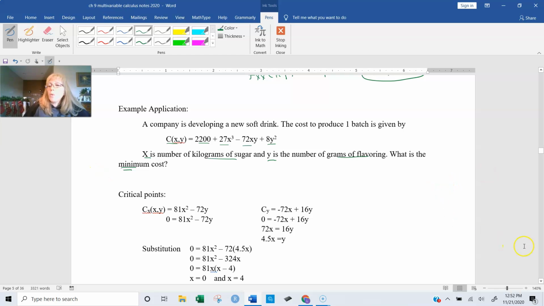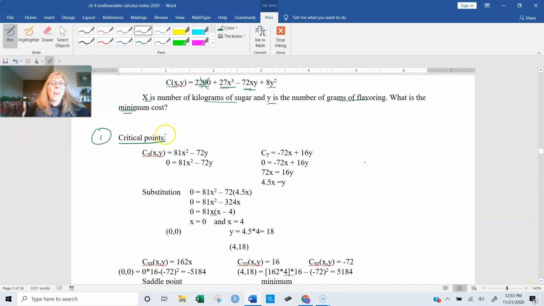So we got to find critical points first. So we're doing everything here. So step 1, critical points. Critical points is c of x and c of y set equal to 0. So here the 2,200 is going to cancel. We got 81x squared minus 72y, 8y is gone. C of y, again, that one cancels. This one cancels. Negative 72x plus 16y. Both set equal to 0. Choose one to solve for. Doesn't matter. They're both kind of ugly. So I just picked the y.